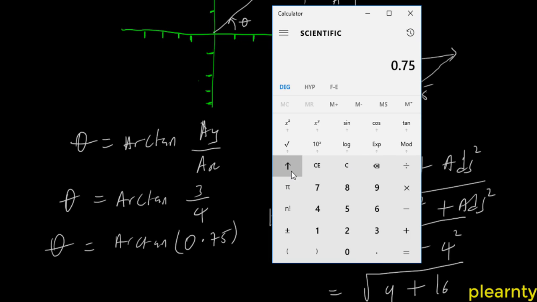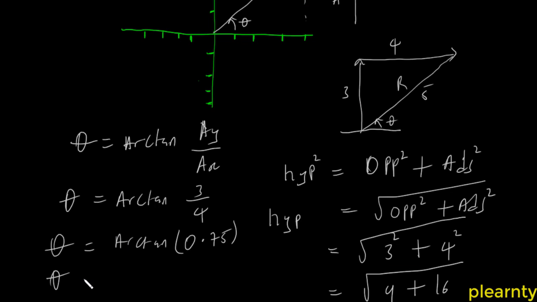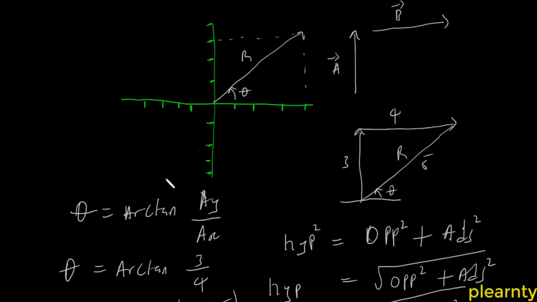0.75, inverse tan. This is 36.869 and so on. To 2 decimal places we have 36.87. So theta is 36.87. Now, what if we have this 4 here as minus 4 and this is also minus 3.